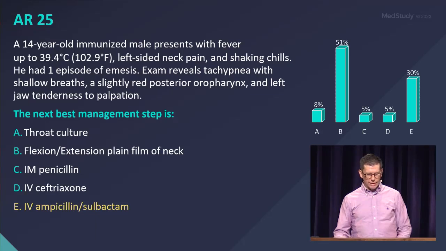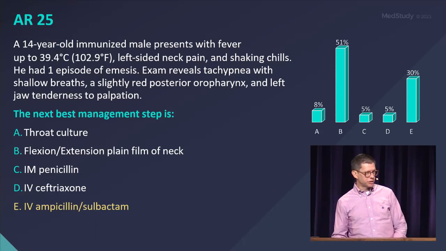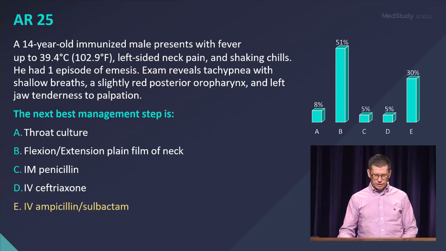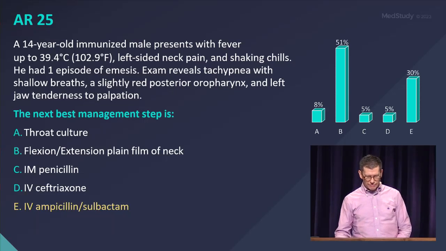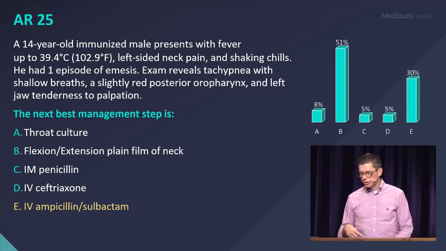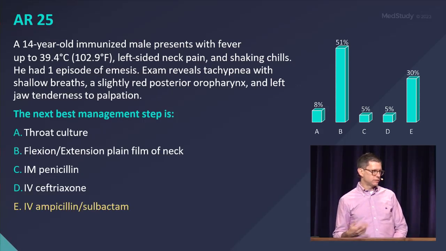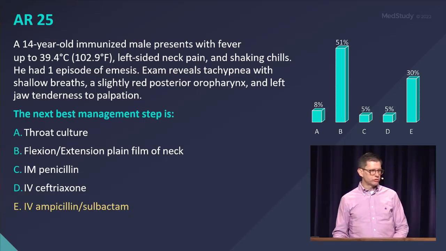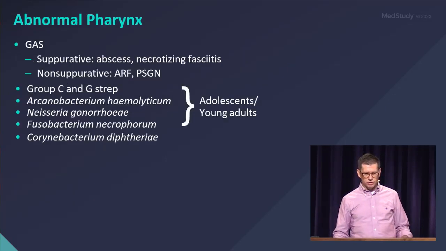IV ceftriaxone would be okay, but with this type of infection, you're usually going to have anaerobes as a causative agent, and this is why we would use IV ampicillin-sulbactam because it has good gram-positive coverage, in particular group A strep coverage. It would have some good gram-negative coverage and anaerobic coverage. We're not worried about Pseudomonas, which it doesn't cover. We're really worried about group A strep, some gram-negatives, and anaerobes.